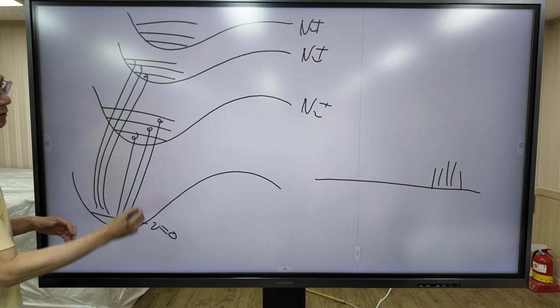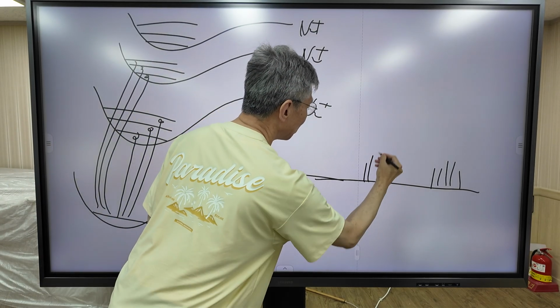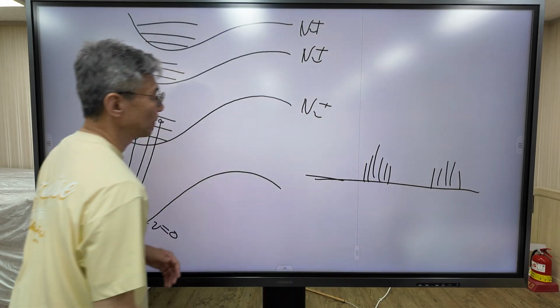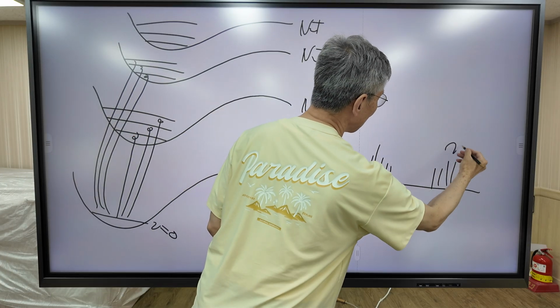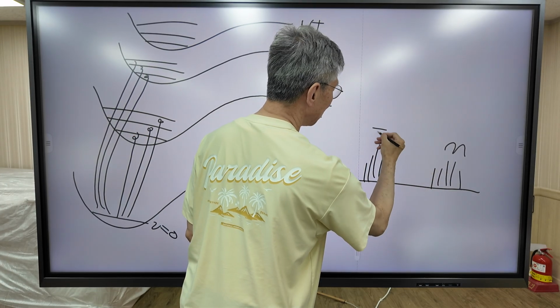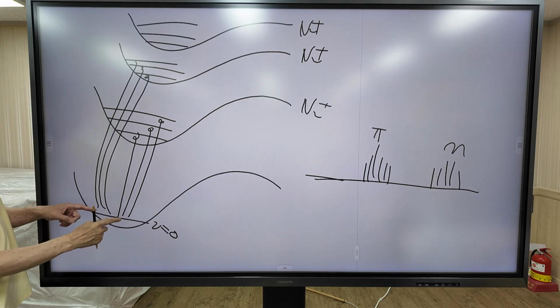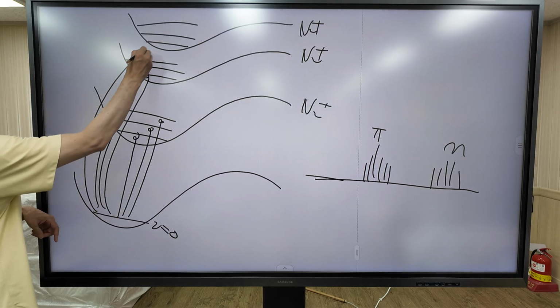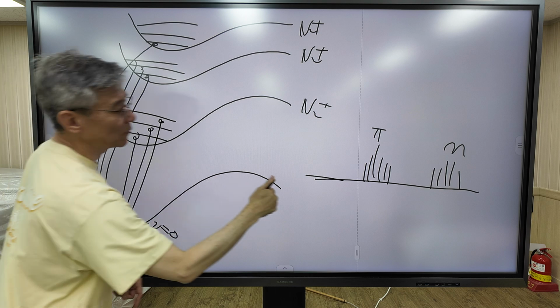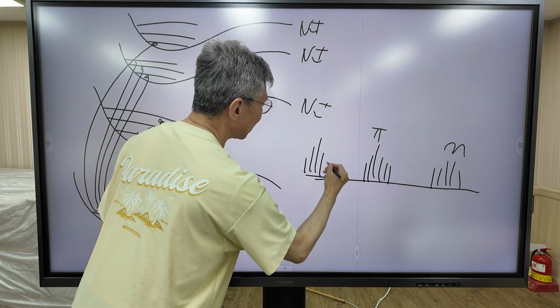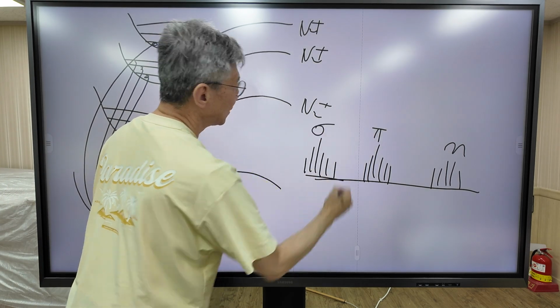So we have a series of peaks appear. This one comes from the non-bonding orbital. This one comes from the pi orbital. And finally, the molecule in the ground state makes a transition to this potential energy curve. So we have another set of peaks. This comes from the sigma orbital.